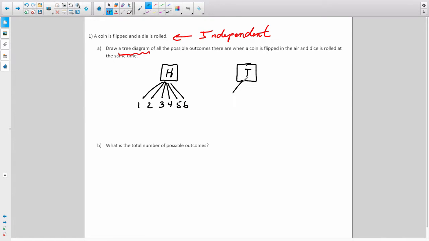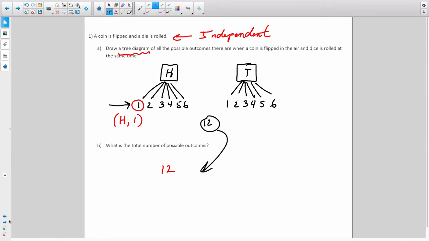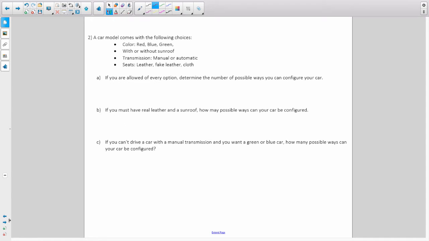Now if you roll tails, since they are independent events, you have the same options for the dice. That's a tree diagram representing the total combinations of ways that you can roll a dice and flip a coin, and the total number is 6 and 6, which is 12. And I think that's what they're asking in the next question. Yes. That's what tree diagrams do for you.